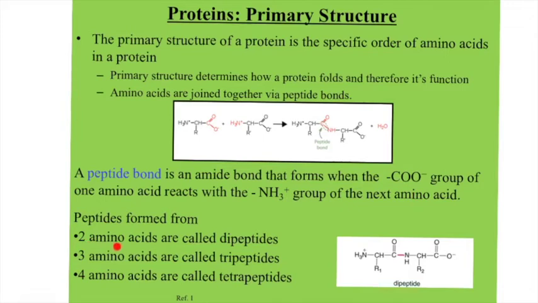Okay, and when you have 2 amino acids that join together, it's called a dipeptide. When you have 3 amino acids, it's called a tripeptide. If you have 4 amino acids, it's called a tetrapeptide. Okay, and again, here you have that C double bonded O, and then it's attached to the nitrogen on the next amino acid. This right here is called your peptide bond.